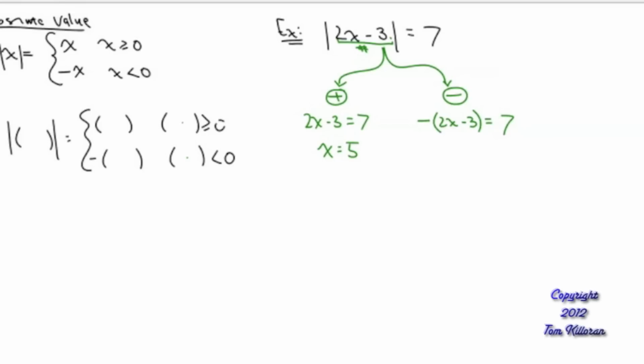All right, over here, you have two choices. You can take the negative and float it to the other side. That's what the book does. Or you can take the negative and distribute. That's what I do. So this is negative 2x plus 3 is equal to 7. Now what? Subtract 3. You get negative 2x is equal to 4. And finally, x is equal to negative 2.